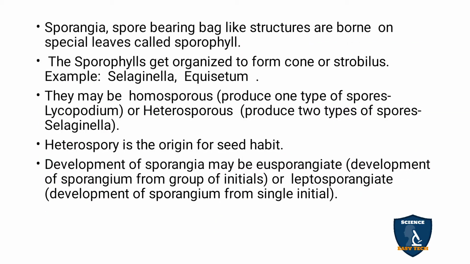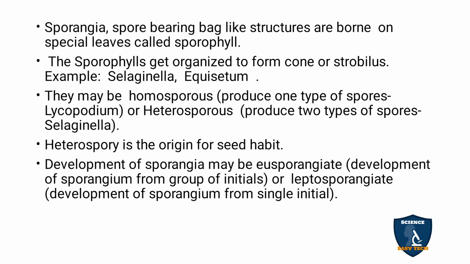And sporangia, the spore. The sporangia is the bag where the spore is present. And these sporangia are seen in special leaves called sporophylls. So the sporangia-bearing leaf is called sporophyll. The spores are borne in a bag-like structure, that structure is called sporangia, and the sporangia-bearing leaves are called sporophylls.